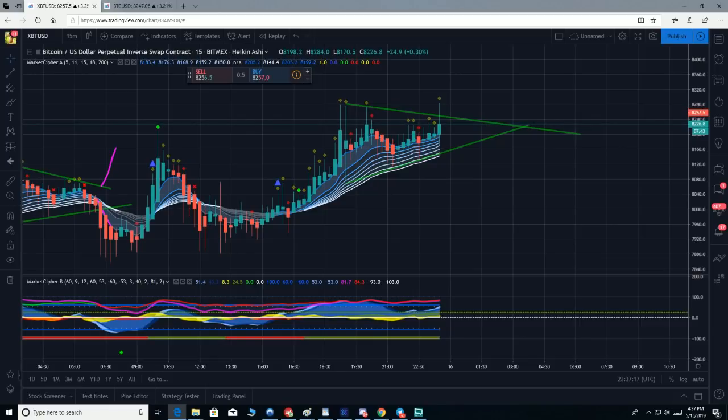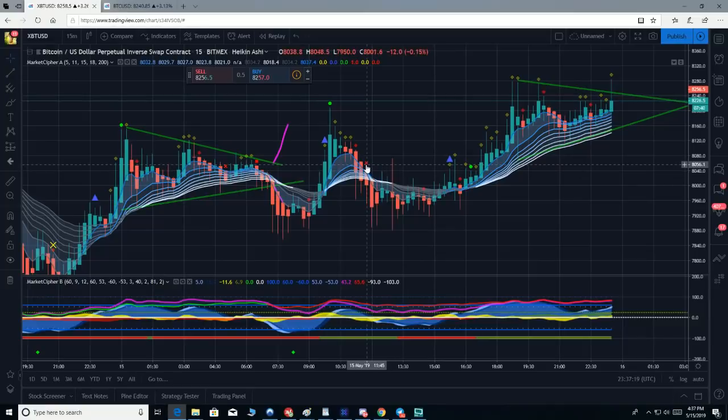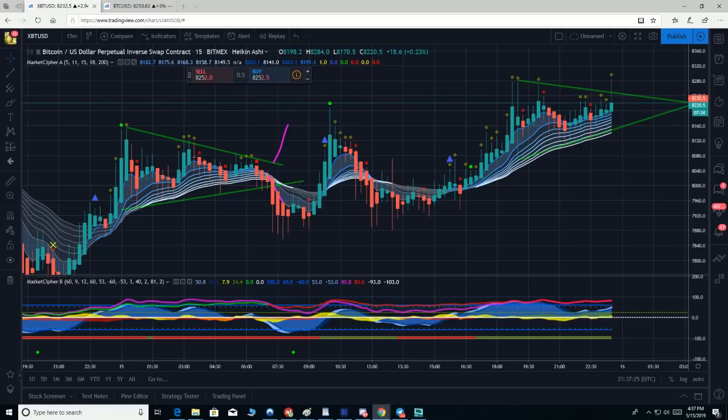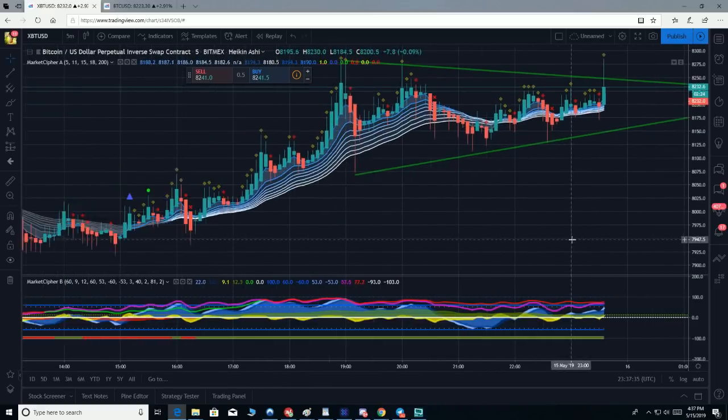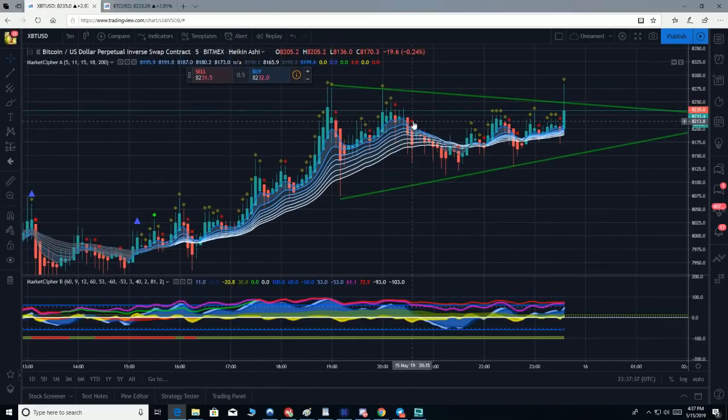Next, we have on Market Cipher A these little red X's. The little red X's are to signal a downward trend. Pretty simple. Had a little red X right here, continued downwards. We are now on the 5-minute.